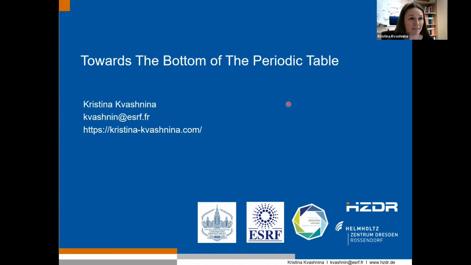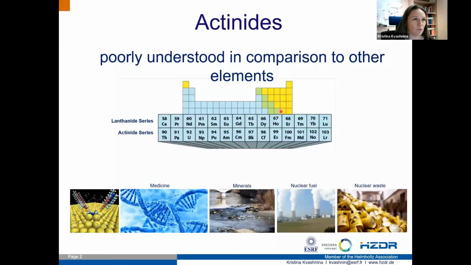Yeah, in fact, I am a beamline scientist at the Rossendorf beamline of ESRF here in Grenoble in France. And in fact, the Rossendorf beamline at ESRF is dedicated to actinide science, so to the study of radionuclide materials by using different methods. And this is in fact what I'm going to talk about today.